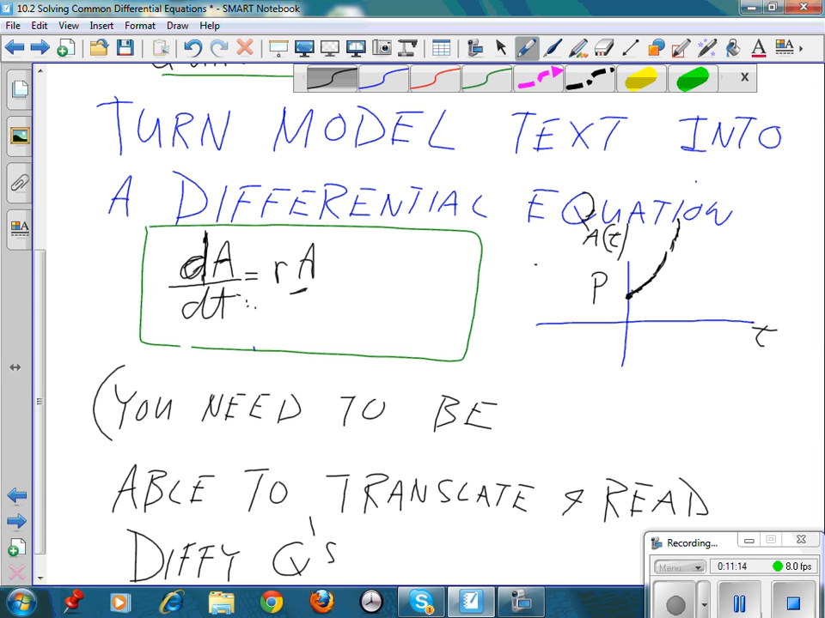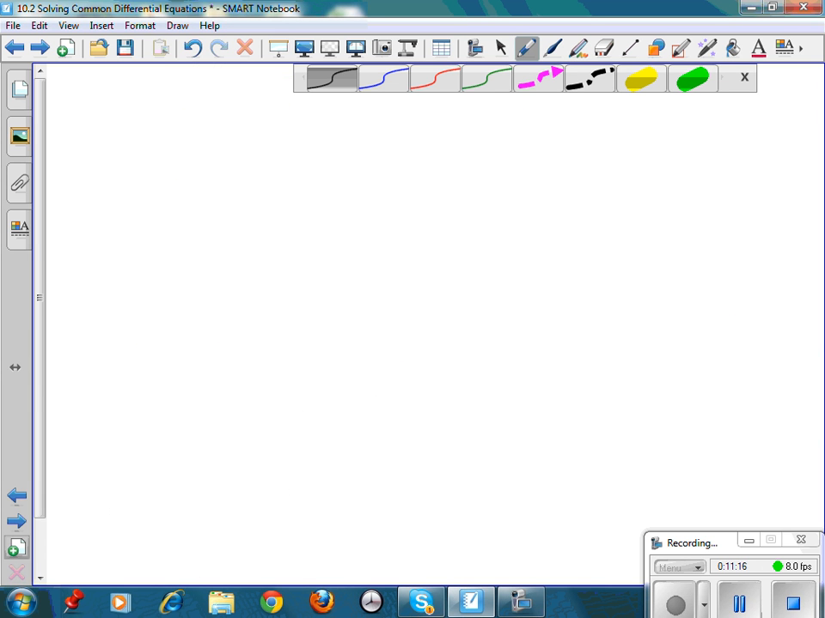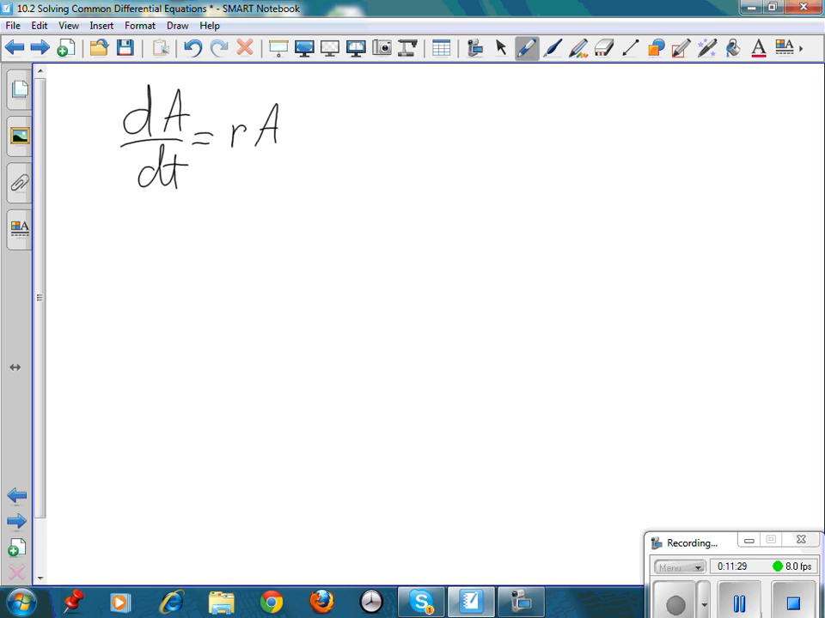Now let's solve this. Again, we'll write this down: dA dt is equal to some proportion of the original amount. And now I need an initial condition. I'm going to say the amount in my bank account at time 0 is equal to the principal that I put in. At time 0, the amount A in my bank account is equal to the principal P.